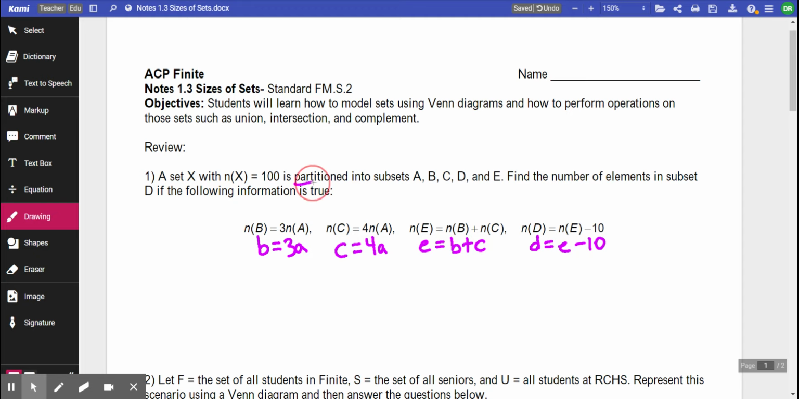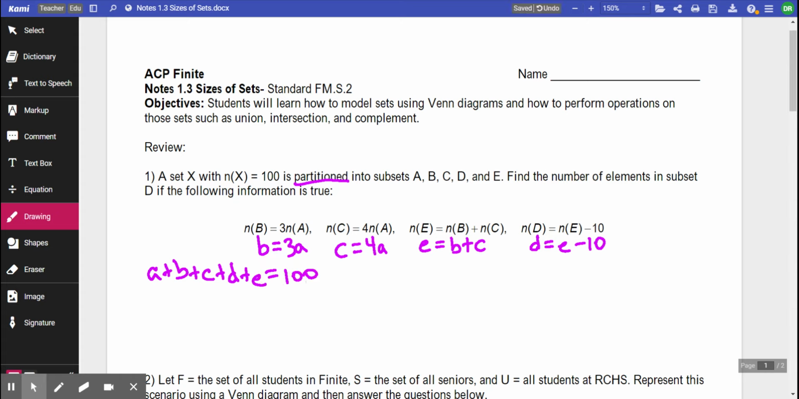So right here, the word partitioned. Remember, the union means everything in A, everything in B, everything in C. Union means that they're connected with the word or, and what we're going to do is add. Their union is 100. So here is another equation that we can write: A plus B plus C plus D plus E is equal to 100.